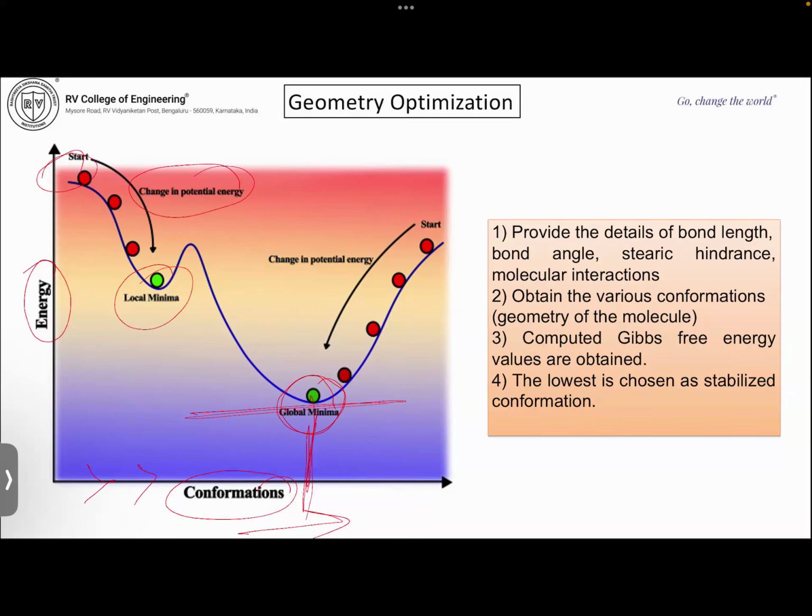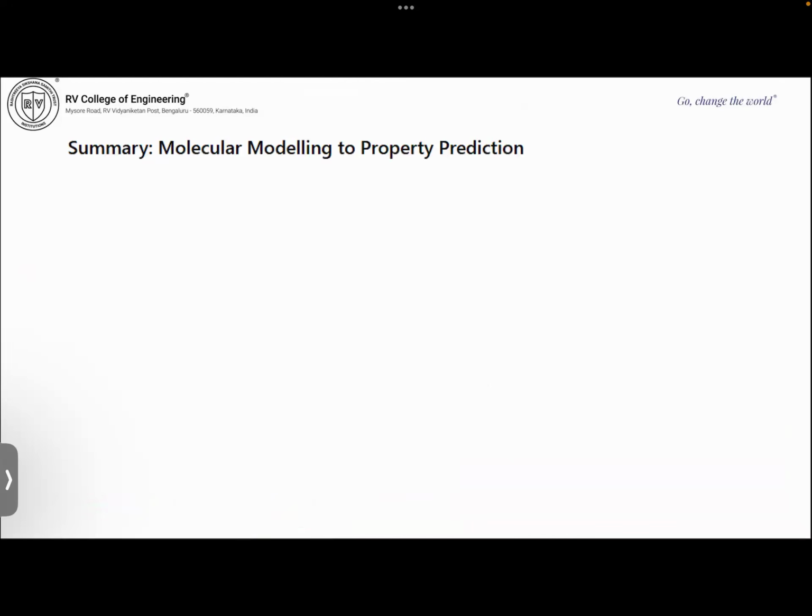corresponding to this configuration. This provides the details of bond length, bond angle, steric index, and molecular interactions. We obtain the various conformations and geometry of the molecule. Computed Gibbs free energy values are also obtained from this. The lowest is chosen as the standard, the most stabilized conformation. The conformation corresponding to this energy is actually the most stabilized structure.